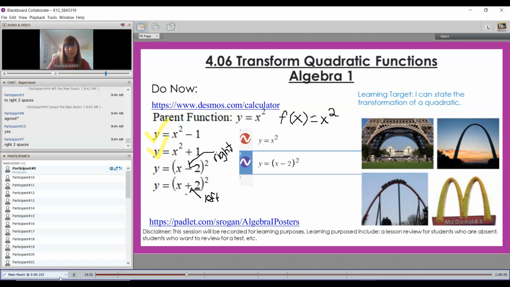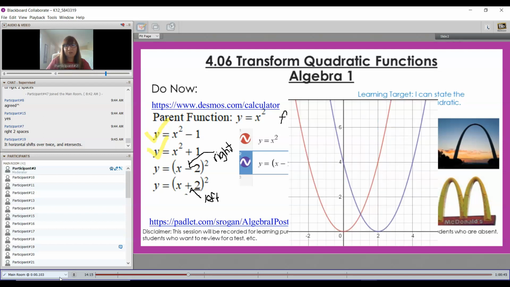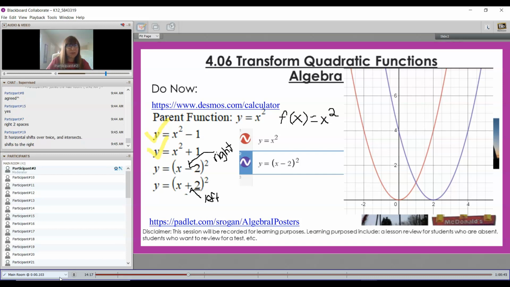All right, so here's what it looks like when we type it into Desmos, right? So the red is that parent function. And we see it shifted 2 to the right. Awesome, yep, good. So here's our original, here's our parent function still hanging out at the origin. But when we take that input and we subtract 2 from it, it actually shifts it 2 to the right.